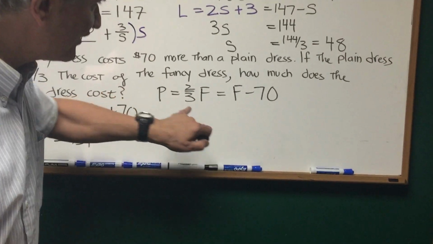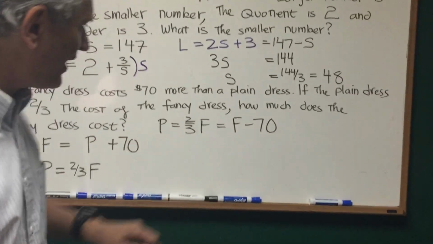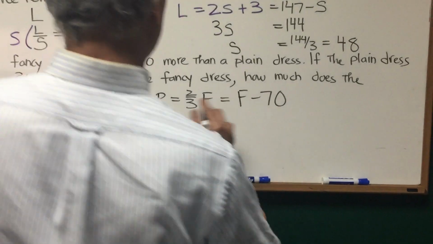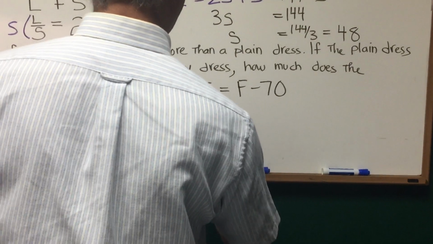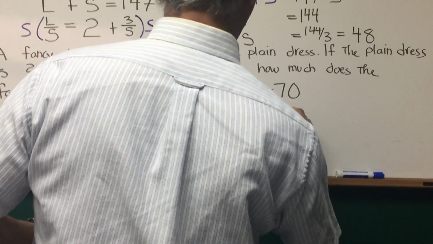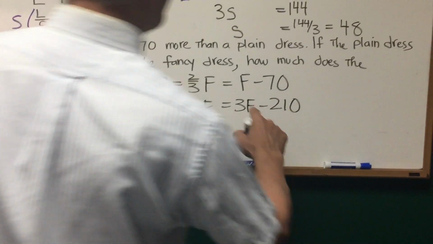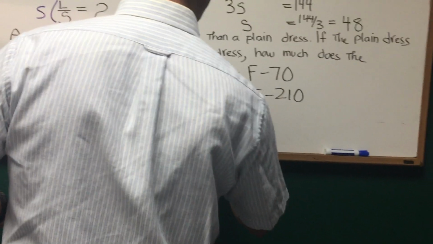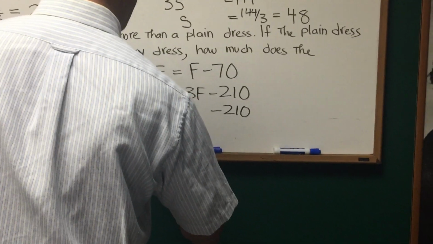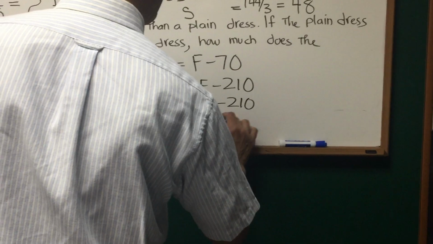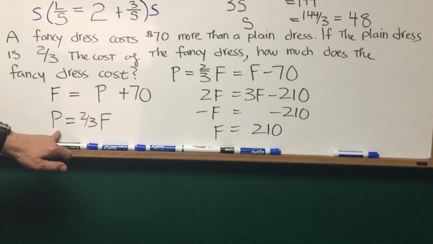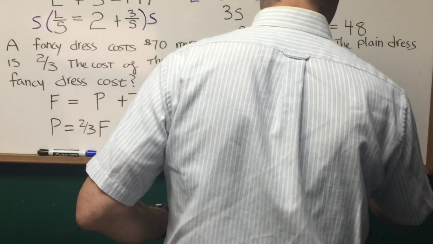So how do we solve for this? Let's multiply both sides of this equation by 3. That's one way to do it. If we multiply both sides by 3, we'll get 2F equals 3F minus 210. Subtract 3F from both sides: minus F equals minus 210. And we see that the fancy dress costs $210. Well, the plain dress costs 2/3 of that, so problem is solved.